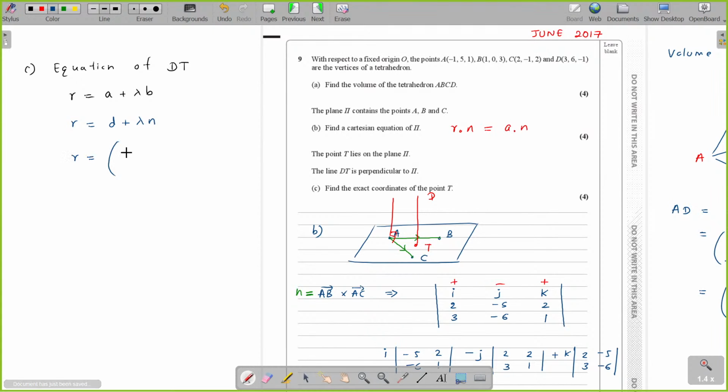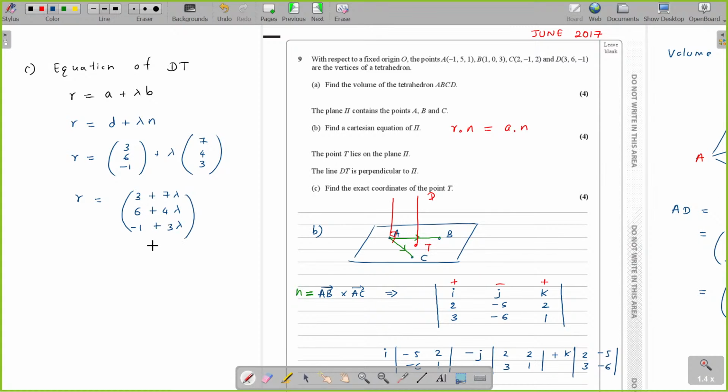So d is going to be 3, 6, minus 1, plus lambda times n, which is 7, 4, 3. Are you with me? So r equals, if you add them together, 3 plus 7 lambda, 6 plus 4 lambda, minus 1 plus 3 lambda. This is the equation of the line.